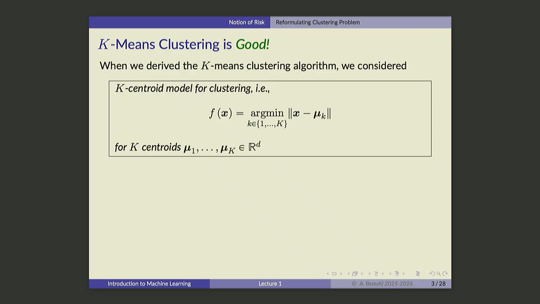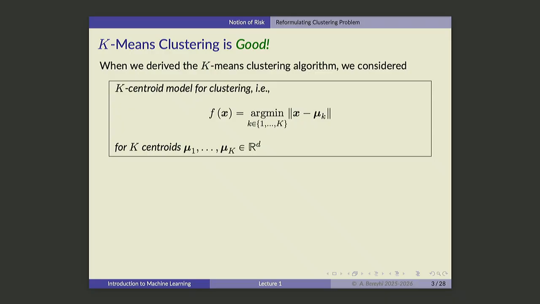Okay? Cool. So let's start with the model that we had before. This is the model that we called the k-centroid model. Basically, it assumes what we just discussed: you have k different centroids, mu1 to mu k.